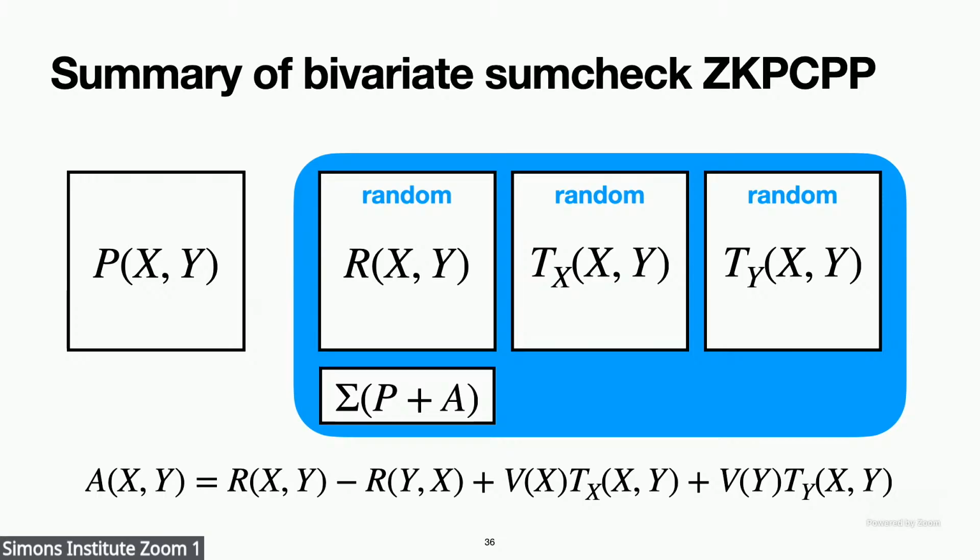Okay, so the structure of this PCP looks like this, right? So this is our P that we are trying to prove sums about, and then we have the random R, which we add here and then subtract its transpose, and then we have Tx and Ty, which form the parts of the extension of 0, and then this A is going to be this kind of composition of all of these things, and then we add a sum check proof for just P plus A. Okay, so that's the bivariate case.